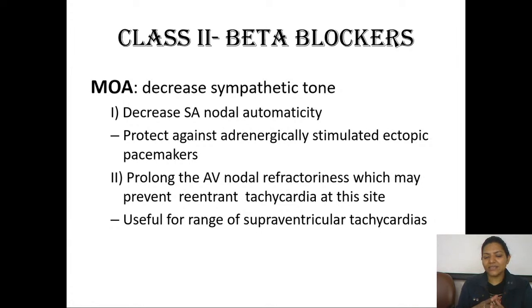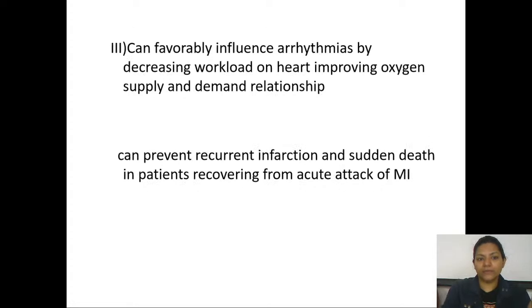Now, because of decrease in AV nodal automaticity, it provides protection against adrenergically stimulated ectopic pacemakers, right? And because of AV nodal refractoriness, or because of delay of impulse conduction through the AV node, it prevents reentrant tachycardia at this site. Also, class 2 antiarrhythmic drugs, or beta blockers, are useful for a range of supraventricular tachycardias, right? So basically, conduction is reduced and impulse generation is reduced, right?